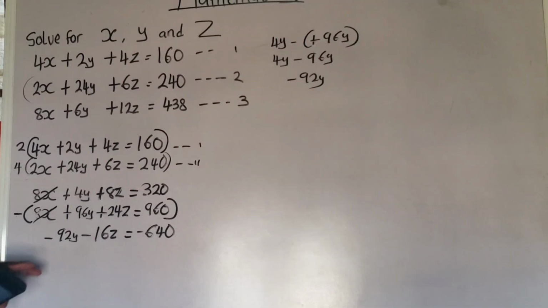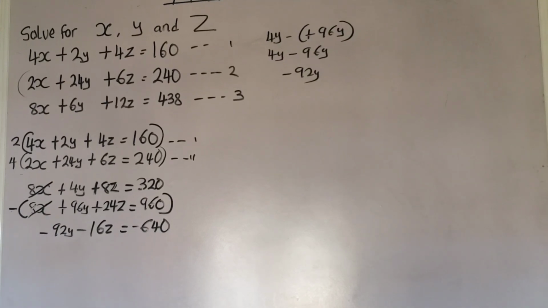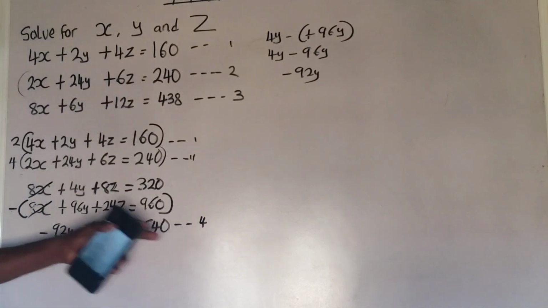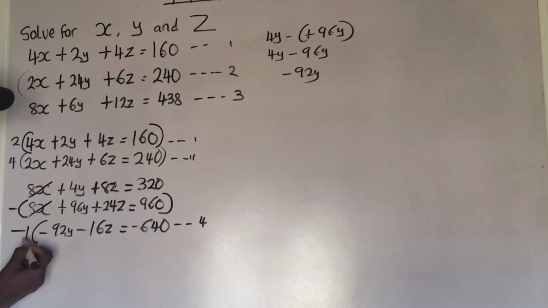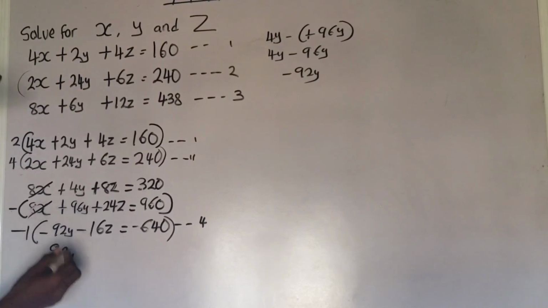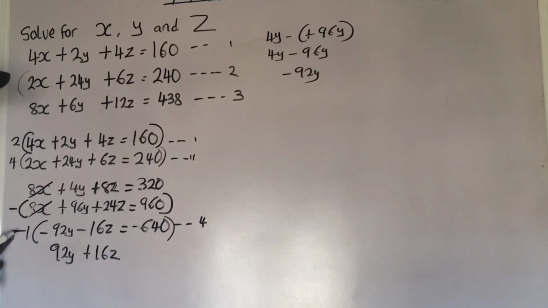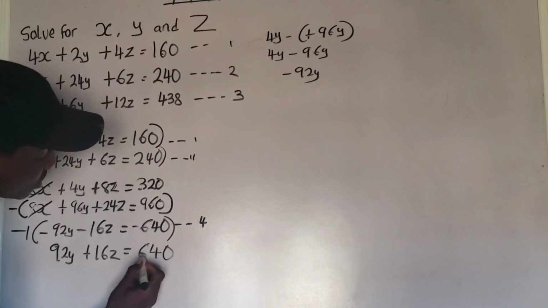Now you can see in this equation all of them are negative, so I can change this equation by multiplying through by negative 1. Please pay attention. Let us call this equation 4. All the signs in this equation are negative. For easy computation, for easy solving, I can multiply this equation by negative 1. Negative 1 times negative 92y gives 92y. Negative 1 times negative 16z is positive 16z. Negative 1 times negative 640 is what? Positive 640. Do you understand?